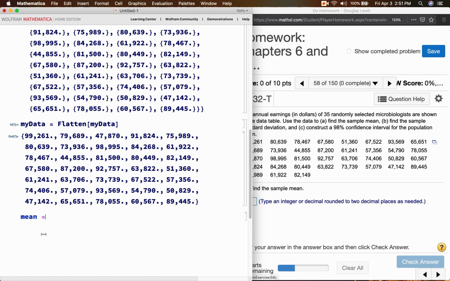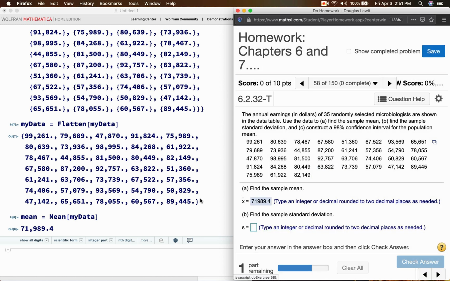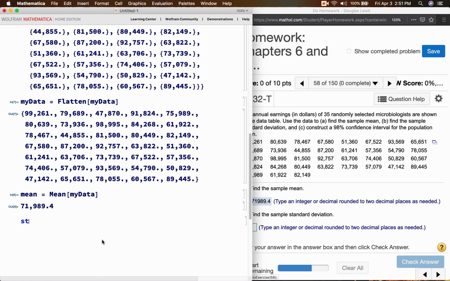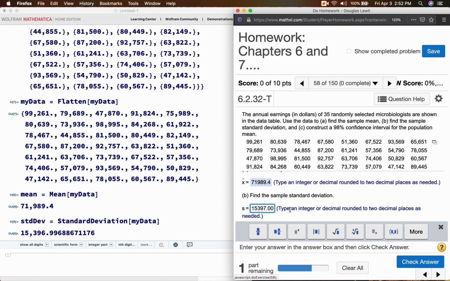So the mean is the mean of my data. And that is 71,989.4. The sample standard deviation is easy to figure out. Standard deviation of my data, and round it to 2 decimal places. So that's 15,396. Actually, I think that's going to be 15,397.00 if we round it to 2 decimal places.